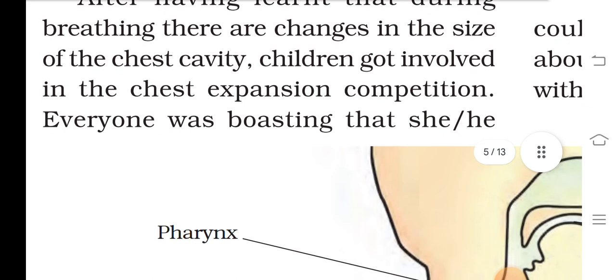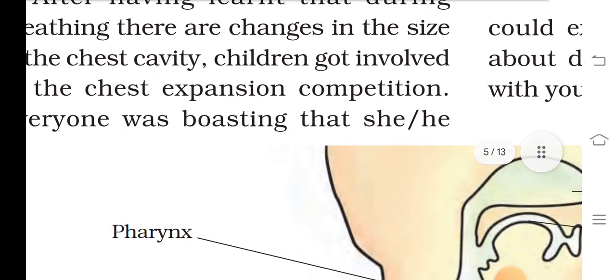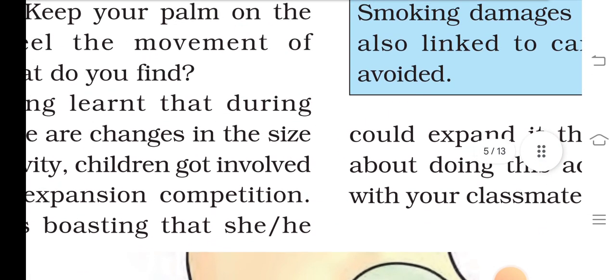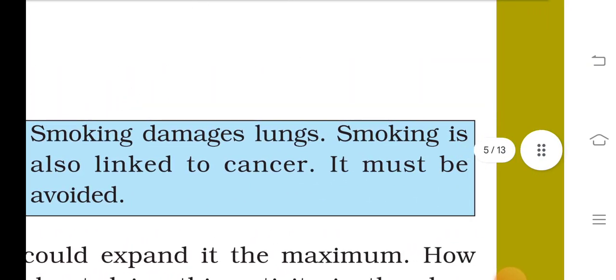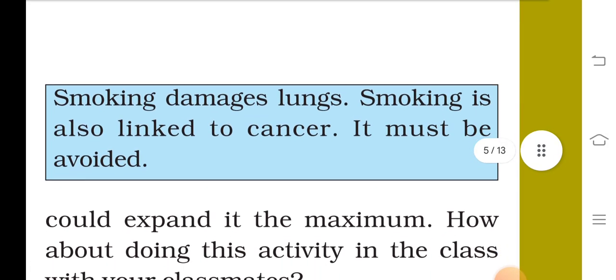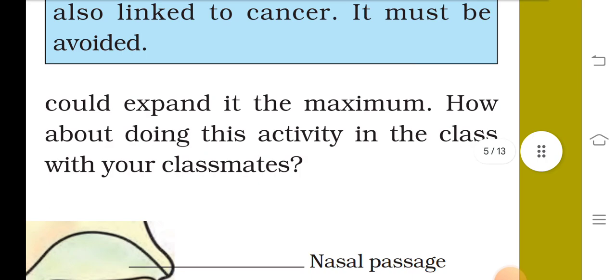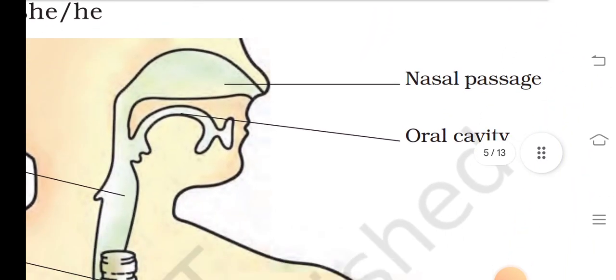After having learned that during breathing there are changes in the size of the chest, children got involved in a chest expansion competition. Everyone was boasting. Smoking damages lungs. Smoking is also linked to cancer. It must be avoided. How about doing this activity in the class with your classmates?